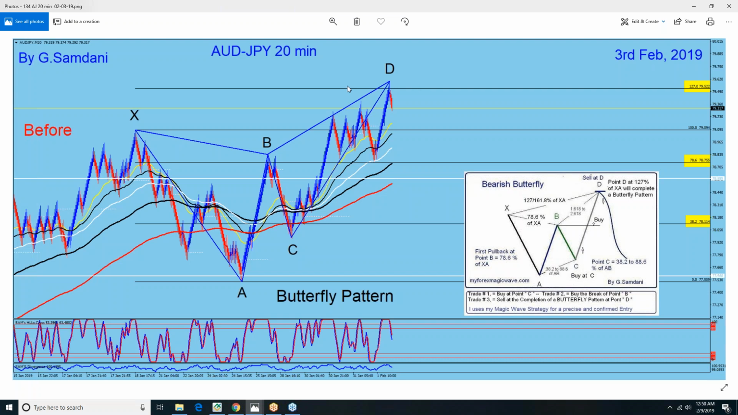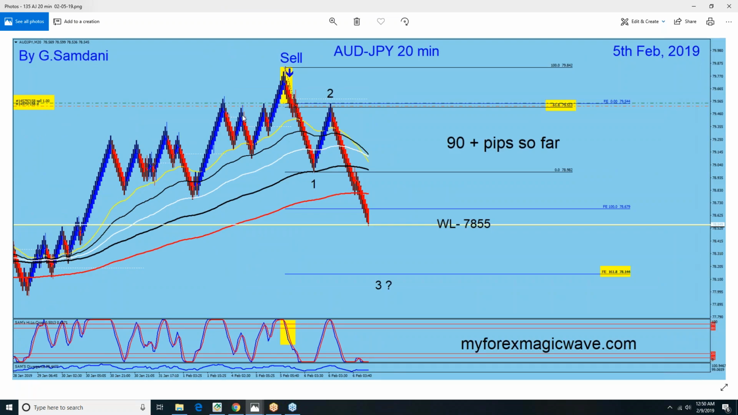Okay, so this was the chart on the 3rd because of that and the entry. So I took this entry, failed, lost probably 5, 7 pips, something like that. Then it went up and I took it and it went down. But I didn't close. So far from here to here is 90 pips, but I'm holding. This is my target for wave 3, 1.618.